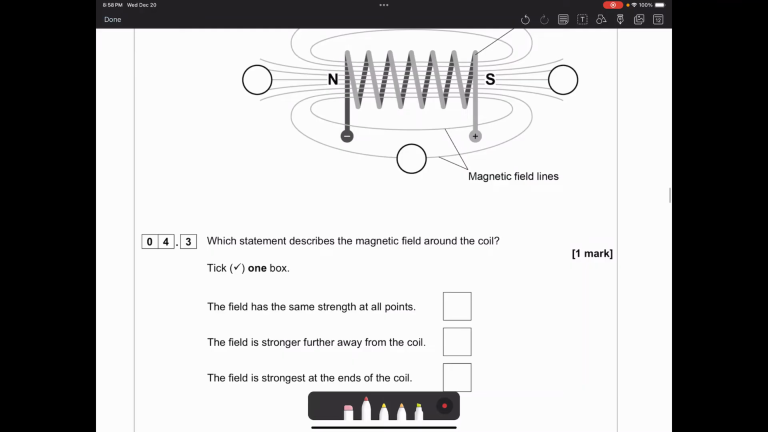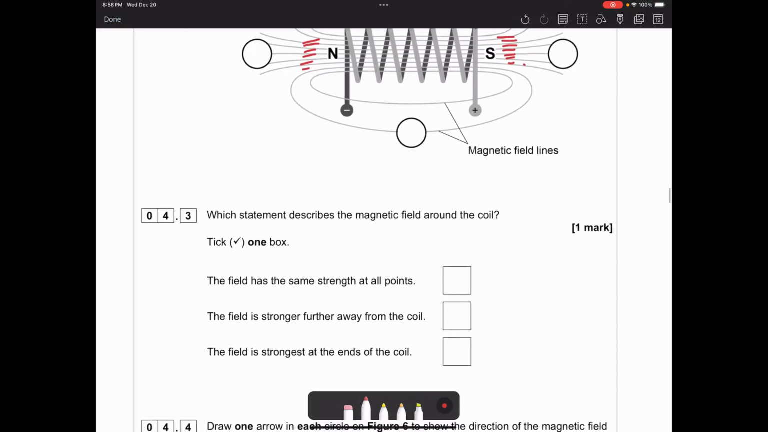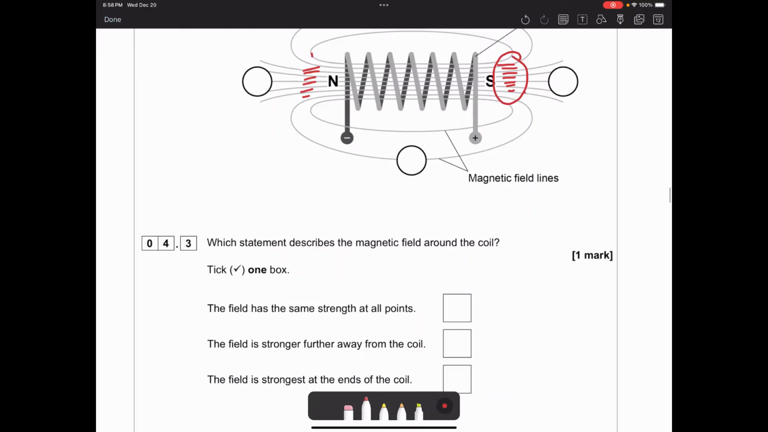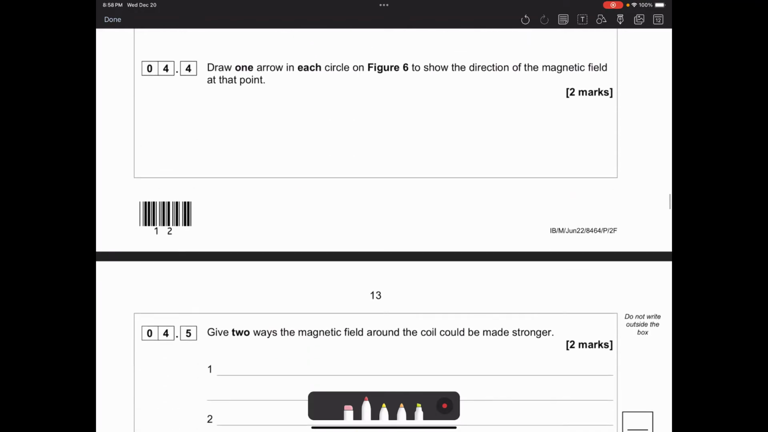Well, the field is stronger when you've got more magnetic field lines close together. So it's not stronger when it is further away from the coil. It's actually magnets, and you should see this if you ever use iron filings in class, all the iron filings stick to the poles. So therefore, you would say the field is strongest at the ends of the coil.